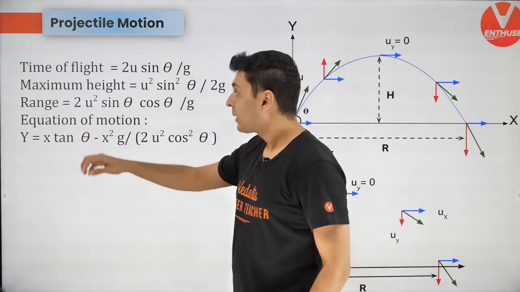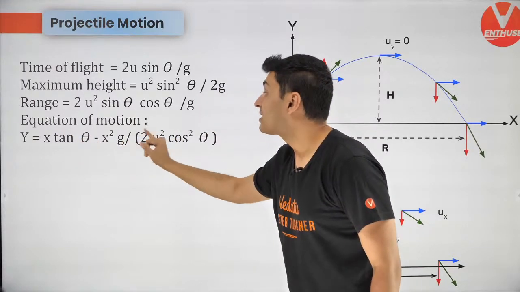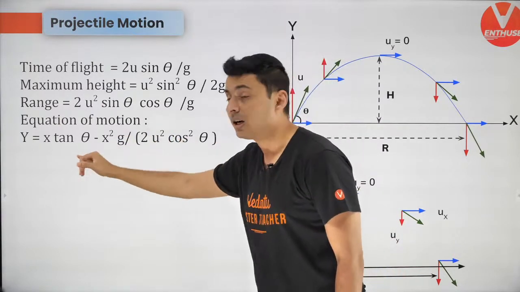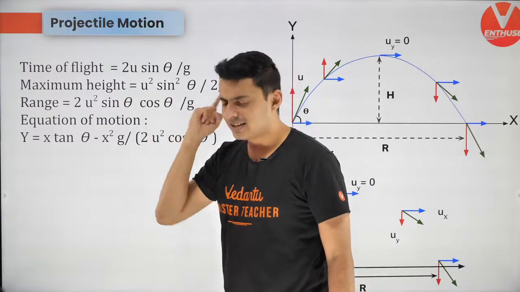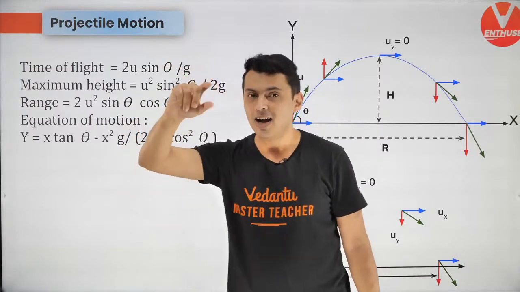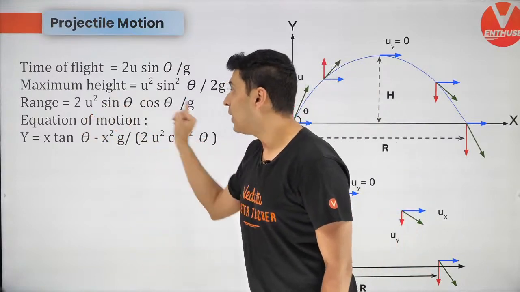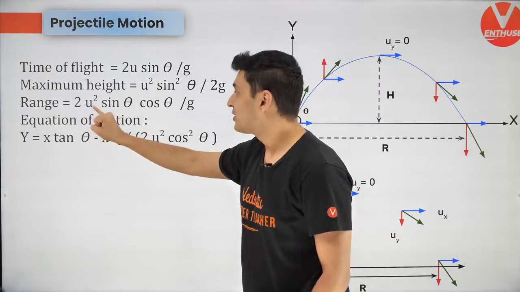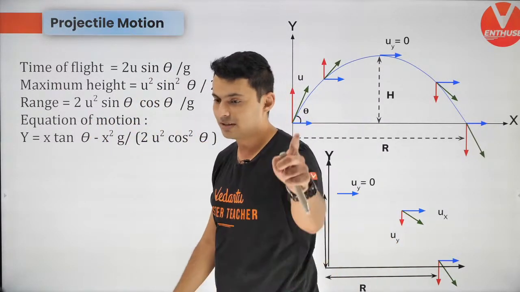Okay, do that. Equation of motion. The trajectory equation is very important: x tan theta minus half g x square by u square cos square theta. And range, how can we forget? 2u square sine theta cos theta by g, which is the same as u square sine 2 theta by g using the trigonometric identity. Keep this in mind.